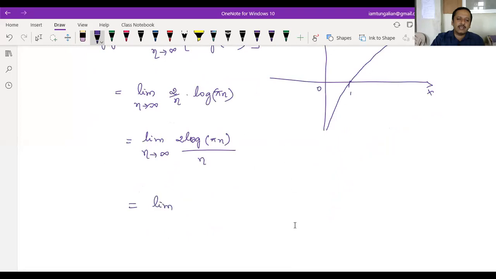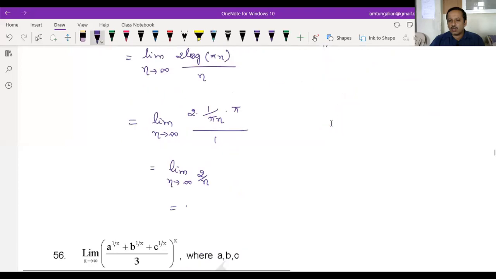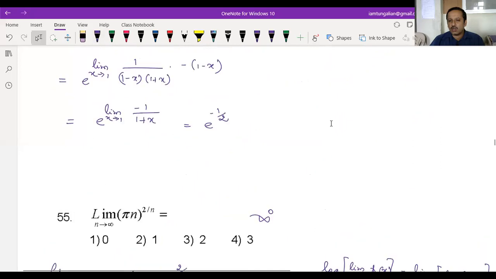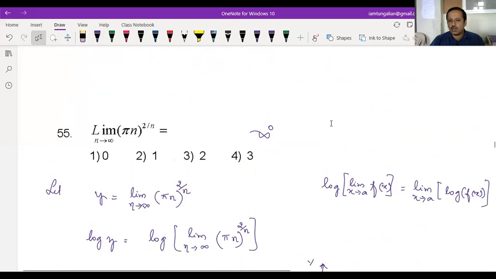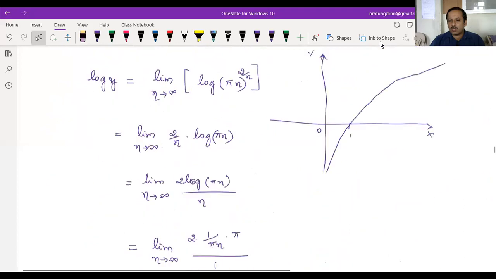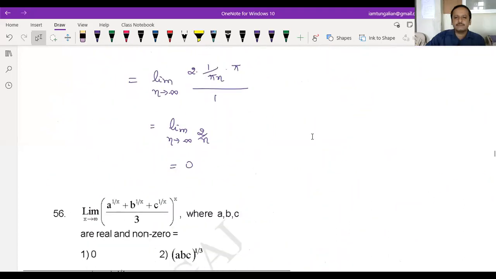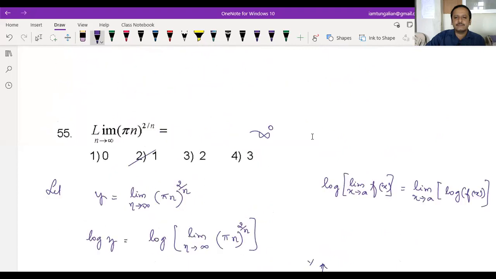So this is equal to limit n tends to infinity of 2 into 1 by pi n into pi, divided by the derivative of n, which is 1. Pi gets cancelled. You will have limit n tends to infinity 2 by n, which is equal to 0. Don't write 0 as the answer. What they had given was y, we have taken y, and we were asked to find the value of this. We got 0 as the answer, but it is not y, it is log y. Log y is equal to 0. So if log y is equal to 0, this will imply that y is equal to 1.